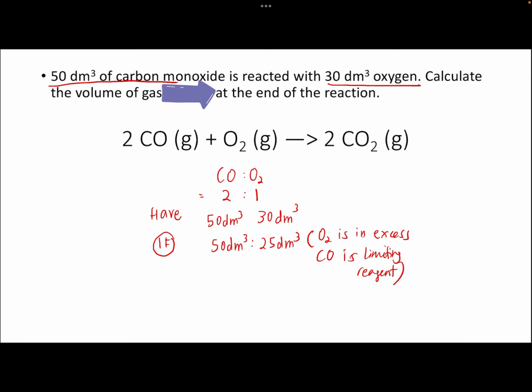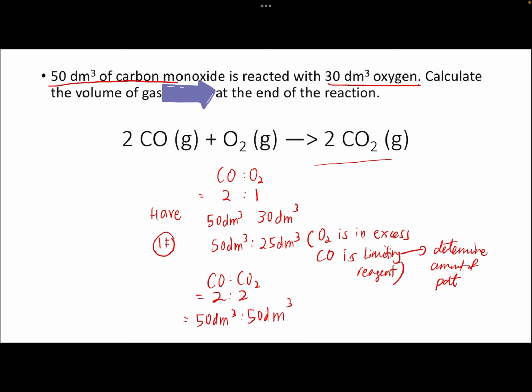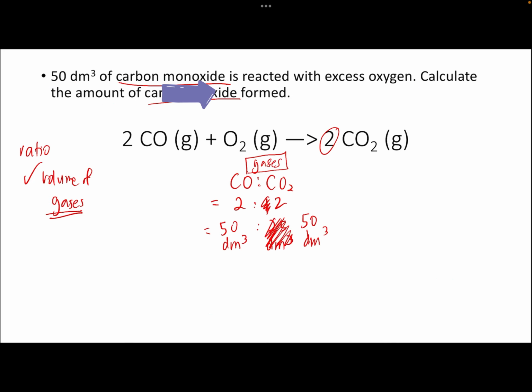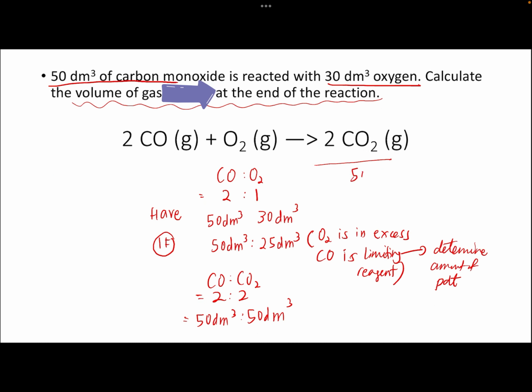Now, why is this important? This is important because the limiting reagent will determine the amount of product. So I know that carbon monoxide is my limiting reagent. Let's find out the volume of carbon dioxide that is formed. Carbon monoxide to carbon dioxide is in equal proportions. So if this is 50 dm³, this must also be 50 dm³. Calculate the volume of gas formed at the end of the reaction. At the end of the reaction, I have 50 dm³ of product, which is my carbon dioxide.